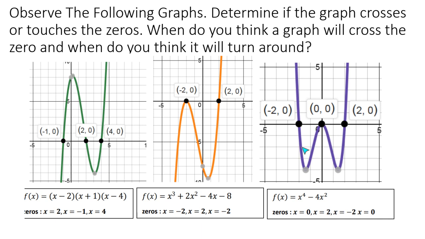Let's look at this one here. We have x equals 0, which is right here, x equals 2, x equals -2, and they give me an x equals 0. Since 0 appears twice, it's going to touch and turn. At x equals 2, 2 appears one time, so it's going to cross. And at x equals -2, the graph is going to cross. If something repeated 3 times, then the graph would cross because it's an odd number of times that it repeated.